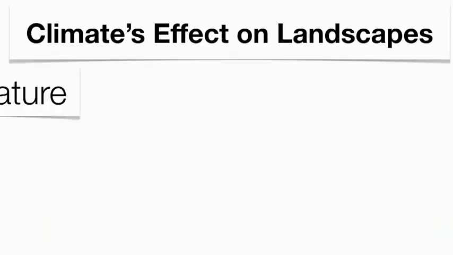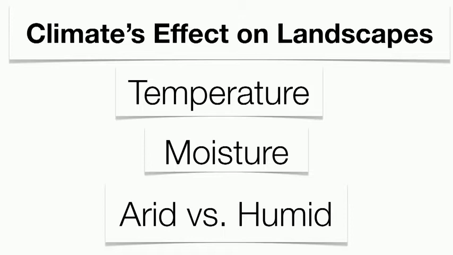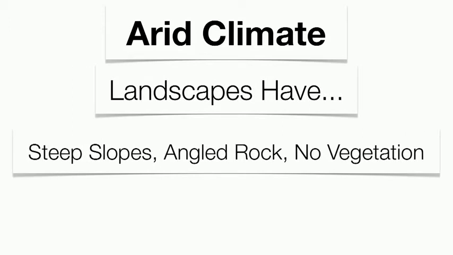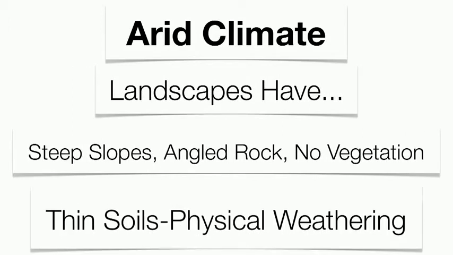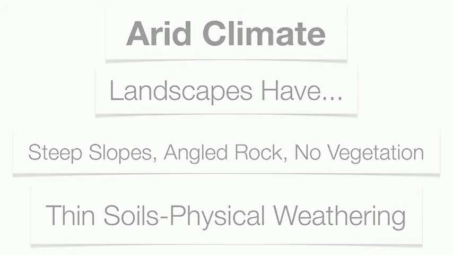Now, there is one major factor that does influence landscape, and that's climate, specifically temperature and moisture. They're going to tell you whether or not you have an arid landscape or a humid landscape. Let me show you the difference between them. An arid landscape is basically going to have very little moisture, steep slopes, angled rock, no vegetation, with very thin soils. So you're predominantly going to get a lot of physical weathering here because of the lack of moisture.